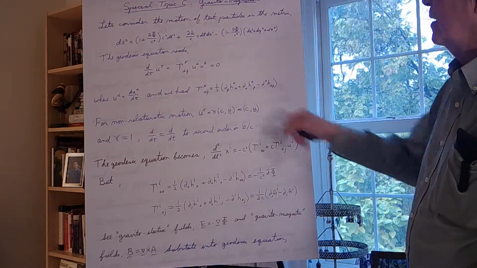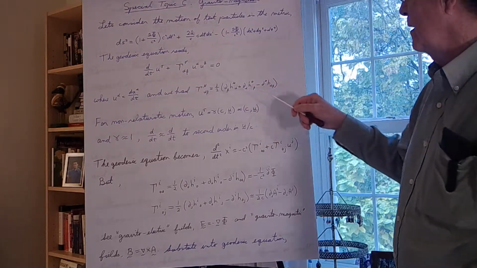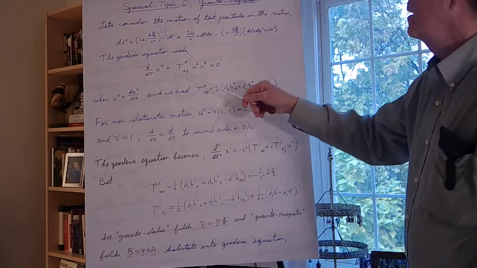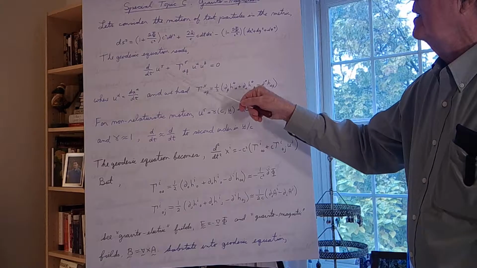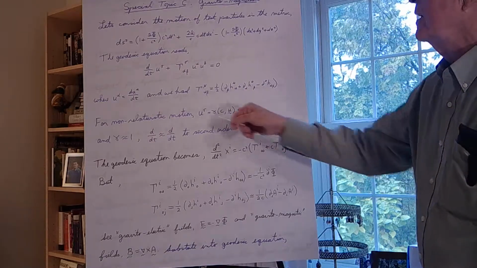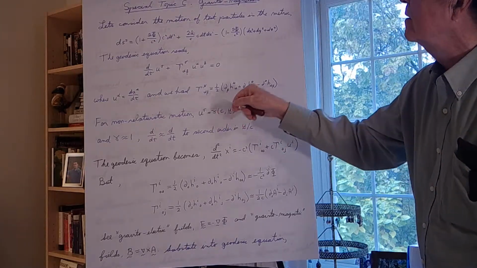I'll just take a spatial component of the velocity. So I have d/dτ applied to dx/dτ, the position, putting this into this equation.